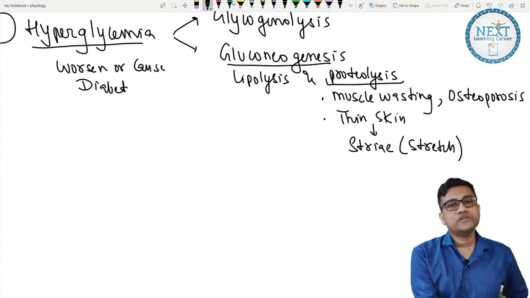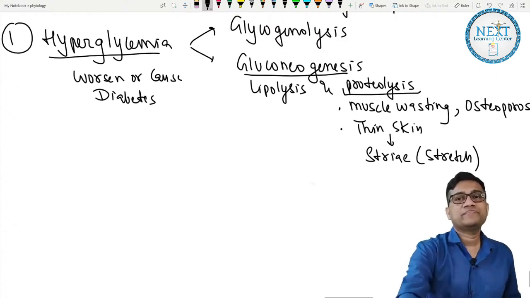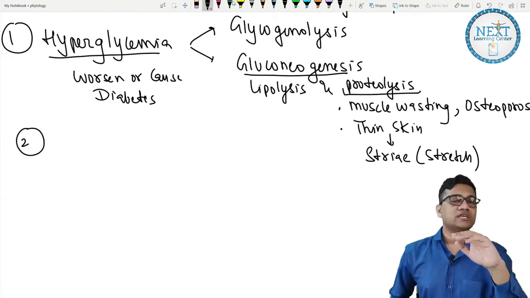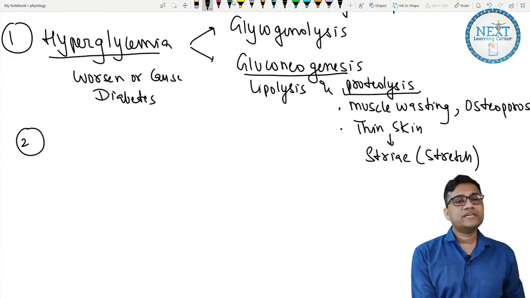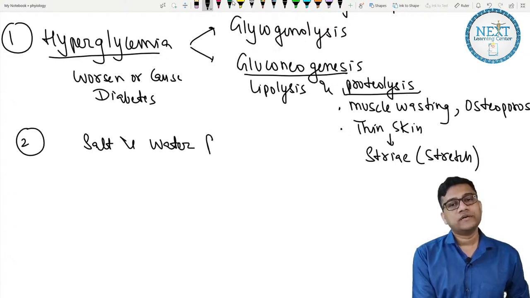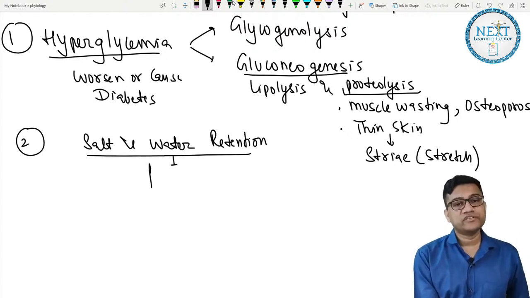MCQ. So which hormone can cause diabetes? I told you all except insulin. Okay, fine. Number 2. It also is similar to what? Aldosterone. Remember aldosterone, corticosterone. So that's why it has action similar to mineralocorticoid action. So therefore, it causes salt and water retention. And that sometimes can cause edema on the face. So it can cause sometimes facial edema.